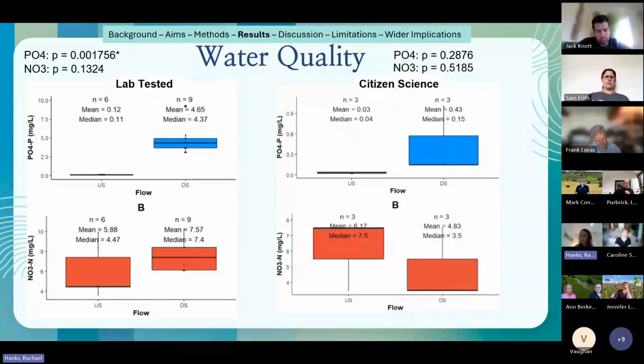Nitrates from my water samples were not significantly different, but they were very elevated both upstream and downstream of the brook. They just remained high. Citizen science, none of them were significant, but once again, I'll come back to why I think this probably was the case. But nitrates, once again, were high in the citizen science data, and phosphates are still classified as high.